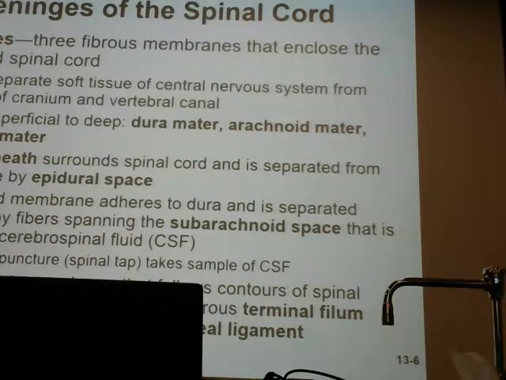Just like everything else that we have learned up to this point, this is going to have connective tissue wrapping. The meninges. Heard of these? Meningitis.